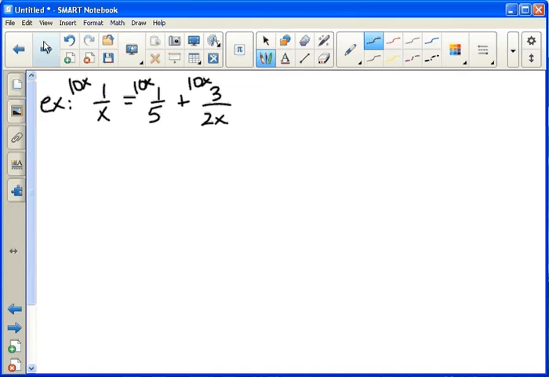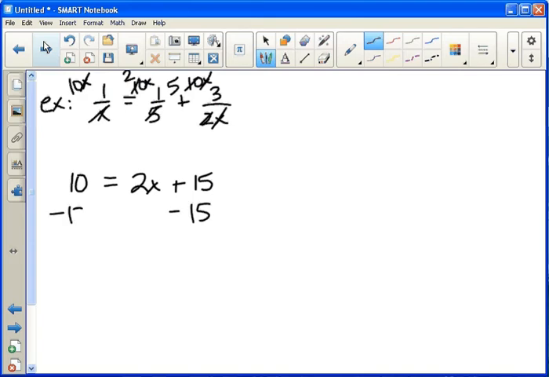So here the x's cancel, leaving me with just 10. 10 times 1. Here a 5 cancels out with a 10 to make it a 2, so I get 2x times 1. Here the x's cancel, and the 10 divided by 2 gives you 5, so that becomes 15. Okay, then I can subtract 15 from both sides and divide both sides by 2. So I get x equals negative 5 halves, or negative 2.5 would also be acceptable.